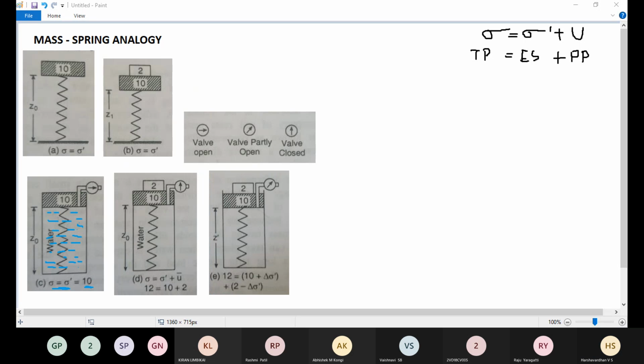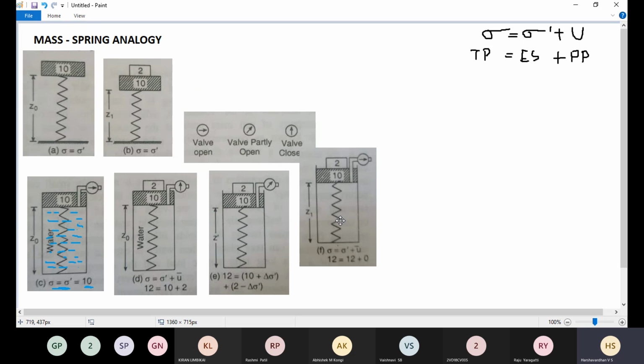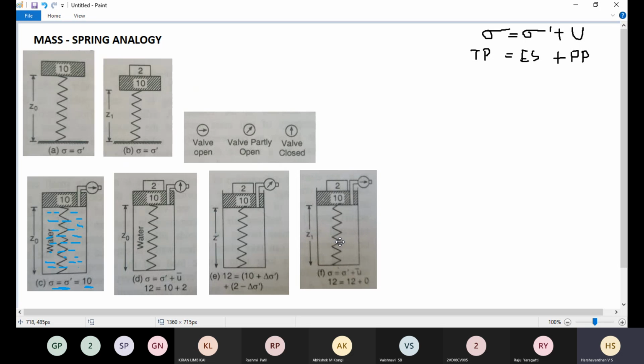Next, I'll open the valve completely. Now the valve is completely opened.